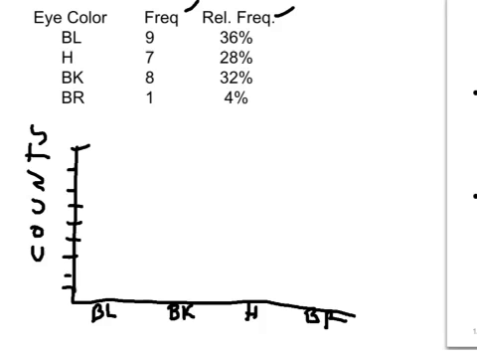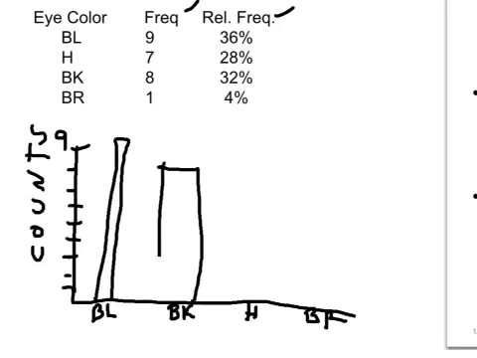And then we'll just draw a bar to represent the height of these. So there's my bar for the black. I'm sorry, the blue. And then the next one for black is 8. The next one for hazel is 7. And then for the last one is 1. So this is our bar chart for the eye color data set. The blue one's kind of skinny.